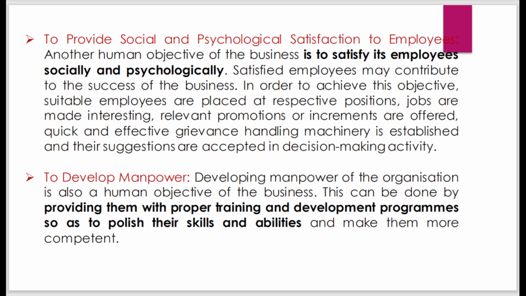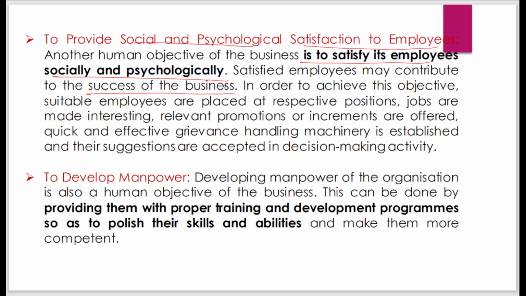Next one under human objective is to provide social and psychological satisfaction to employees. Here it is to satisfy employees socially and psychologically. Satisfaction is also key to business growth. A satisfied employee may contribute to the focus of the business, right?